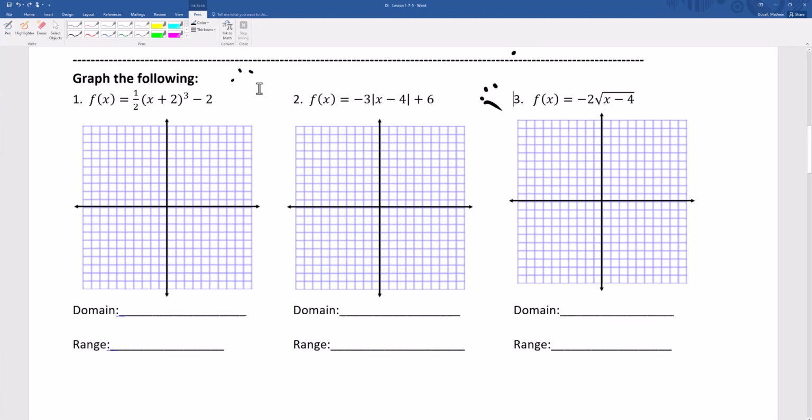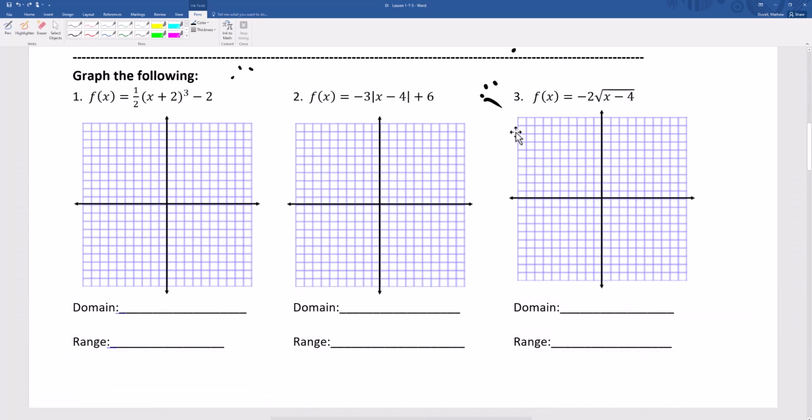All right, so probably gonna adjust, isn't it?